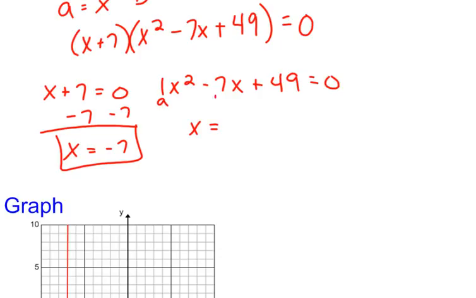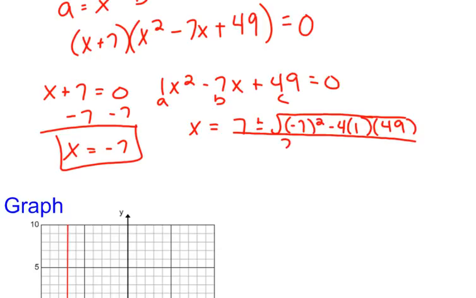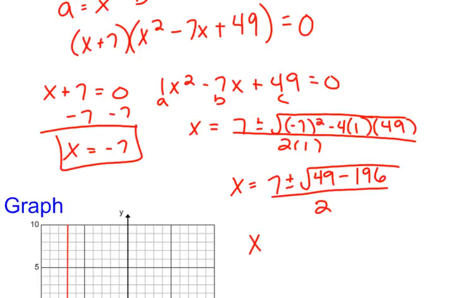Remember you have a, b, and c. So x equals the opposite of b, which in this case would be 7, plus or minus the square root of b squared, negative 7 squared, minus 4 times 1 times 49, all divided by 2 times 1. So as I keep going and simplify this equation, 7 squared is 49. 4 times 49 would be 196 over 2. When I take 49 minus 196, I get negative 147.